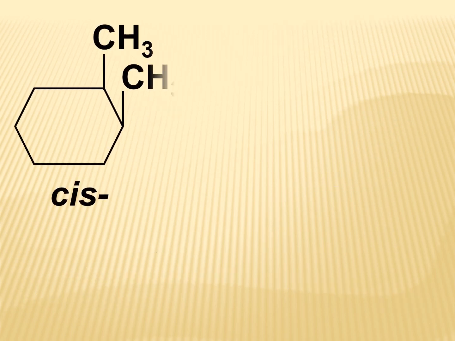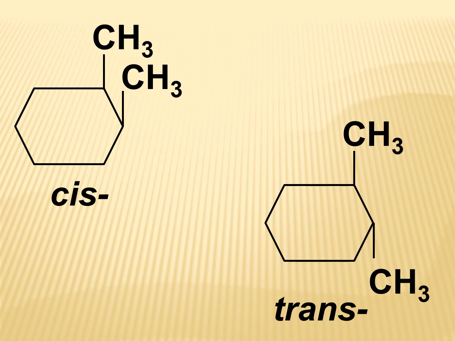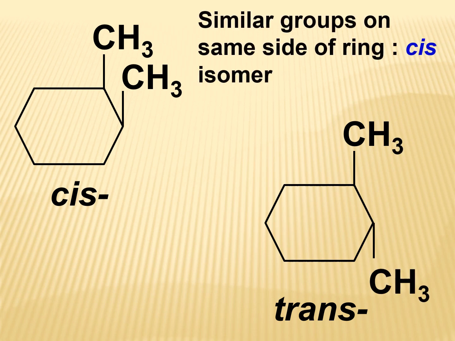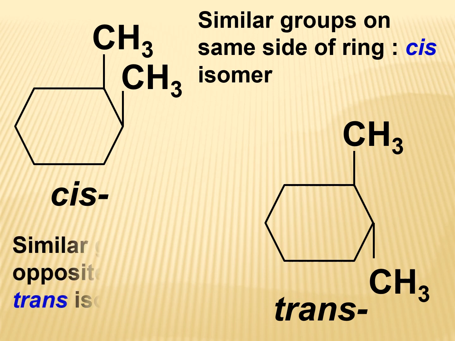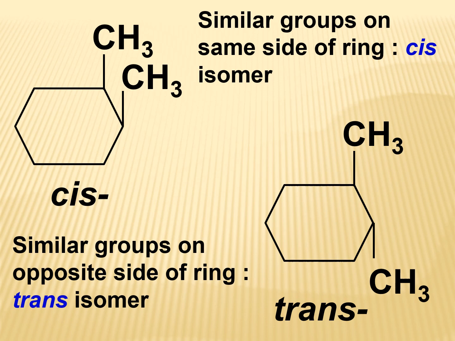Similarly, you have cyclohexane, 1,2-dimethyl cyclohexane. These are the cis and the trans forms. So you can see in the cis form, similar groups are on the same side of the ring, and in the trans form, the similar groups are on opposite sides of the ring. So this is cis-trans isomerism. Cis-trans isomerism is shown by olefinic compounds, and it can also be shown by cyclic compounds.